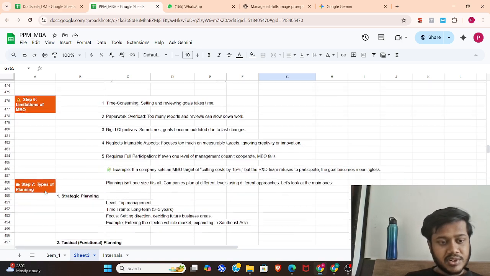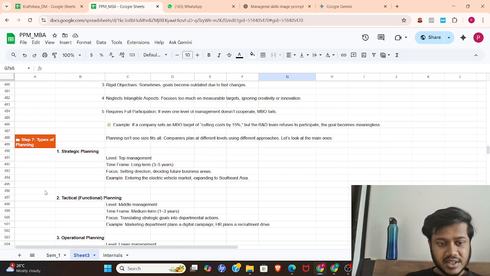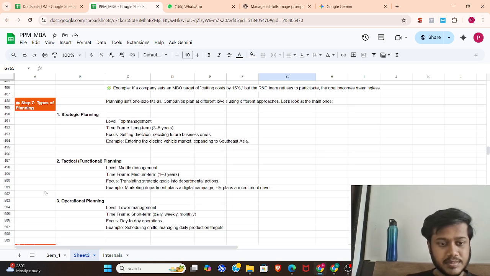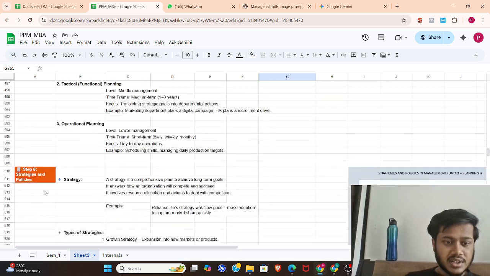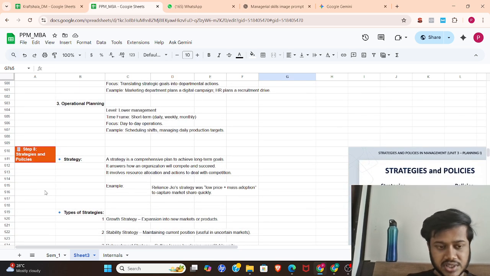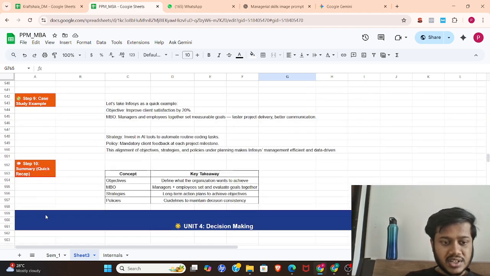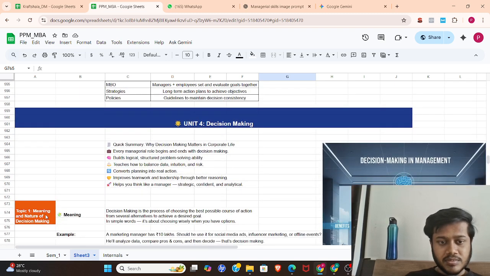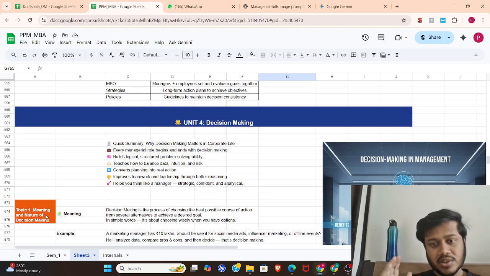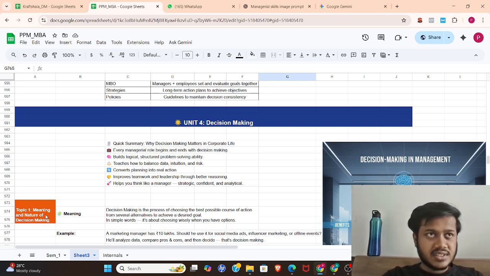and its limitations as well. Then we talk about types of planning, that there are three basic types: strategic planning, tactical planning, and operational planning. Then what the place of strategies and policies is in planning. So we discuss that as well. Then we talk about the case studies. Then we are going to start with Unit 4, decision making. So that was our quick recap till now.